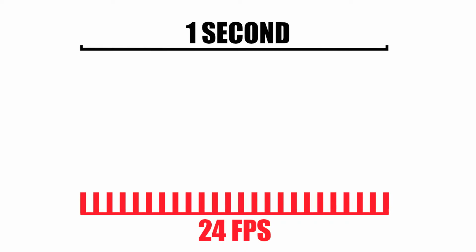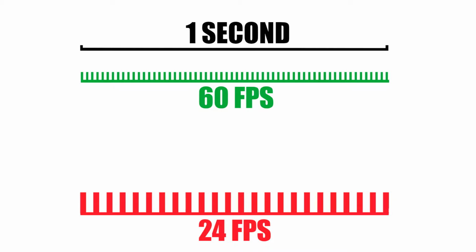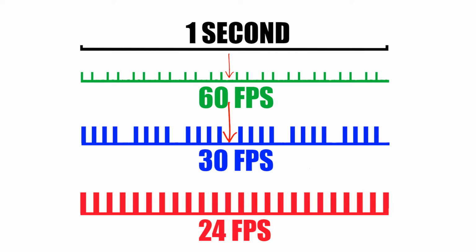Now if you bring in a higher frame rate like a 60 frame per second clip into a 24 frame per second timeline, this judder doesn't look quite as bad because the gaps caused by the removed frames aren't quite as wide as the gaps caused by a 30 frame per second clip converted down to 24 frame per second.